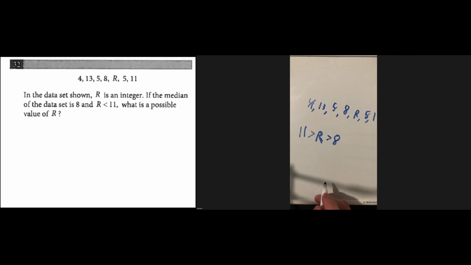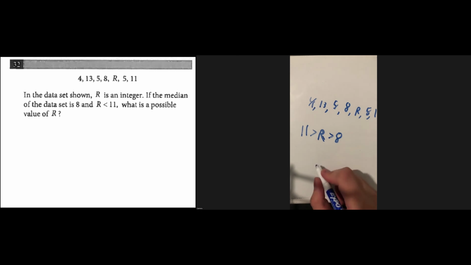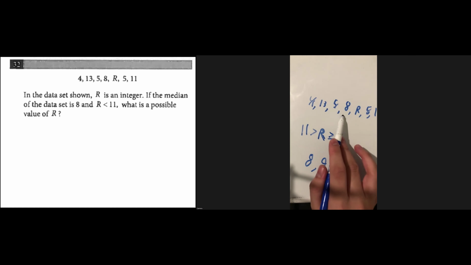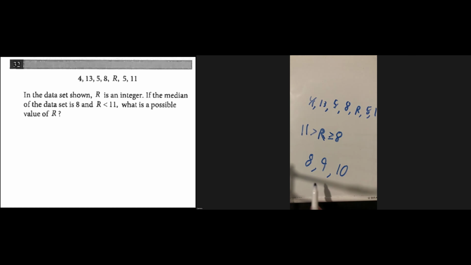So what is the possible value of R? You could have answered with 9. You could have answered with 10. And you could have also technically answered with 8, because it could also be equal to 8. If R was 8, the median would still be 8. So the correct answer is 8, 9, or 10. You could put any of these 3 answer choices and they were all accepted on the SAT. Personally, I would just go with 9 since it's in the middle of the 3. So it's just a bit safer in case you mess something up, but all 3 answers were accepted.